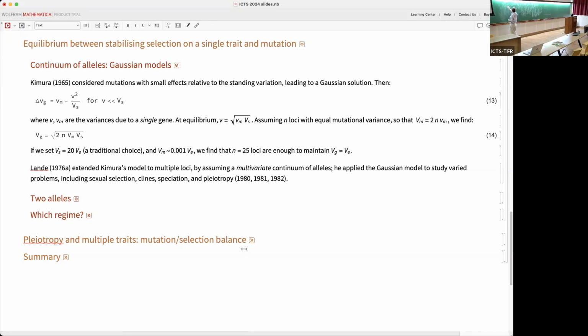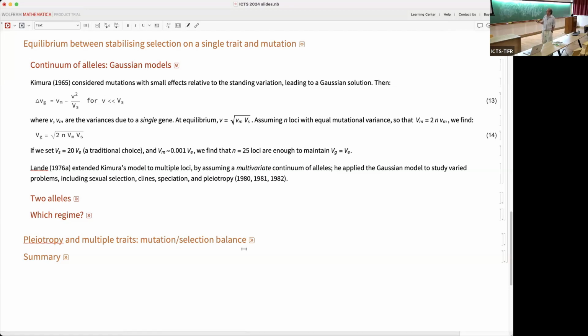And then if we assume everything's the same, then this sum is just times n. So this is equal to the square root of 2n Vm Vs. So now we've got a formula which is based on things we observe at the level of the whole trait. I've simplified things by assuming everything's equal across loci, but it's not too much of a problem. So we've got a simple formula that depends on the number of loci contributing, the mutational variance, which we know, and Vs, which we think we might know. And if we plug in the traditional choices for these, we find that we don't need that many loci.